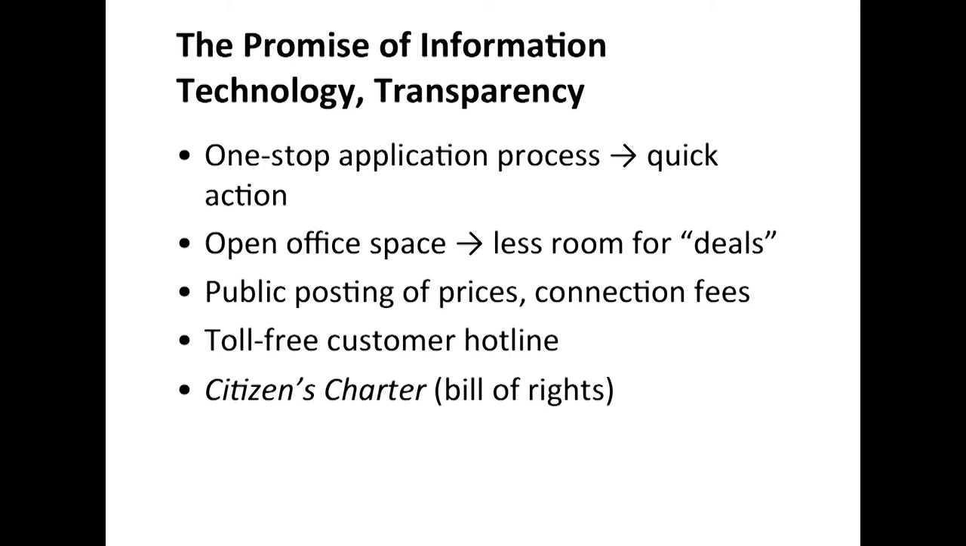Professor Davis ends her paper on an optimistic note. She describes some hopeful trends in the dynamic baseline that she feels may reduce corruption in the future. And she provides a checklist of things that water policy reformers may want to try in order to reduce corruption, such as 1, an expedited application process for a new water connection. 2, a reconfiguration of office space to make it more open and deter corruption deals. 3, public posting of prices and connection fees. 4, a toll-free customer hotline to report corruption. And 5, a citizen's bill of rights.